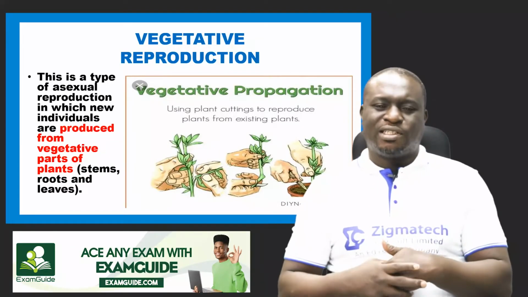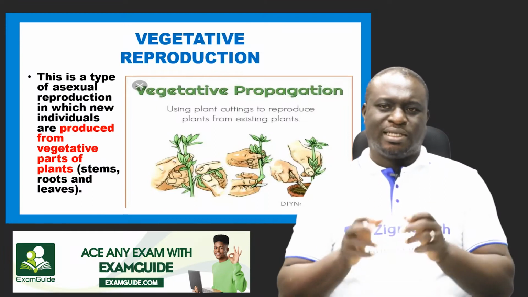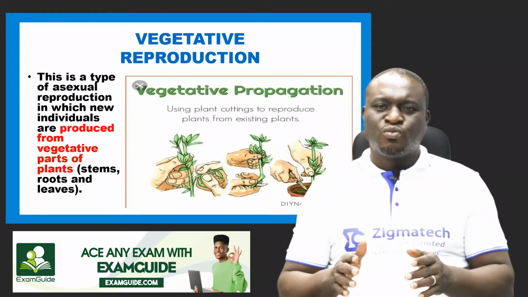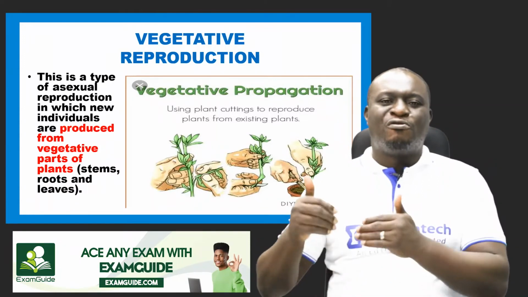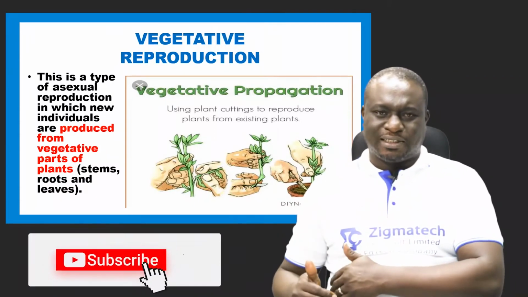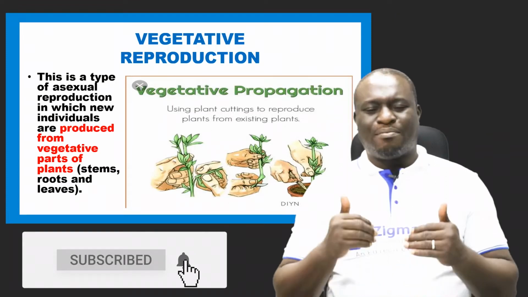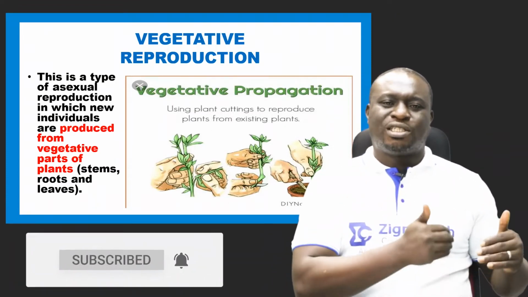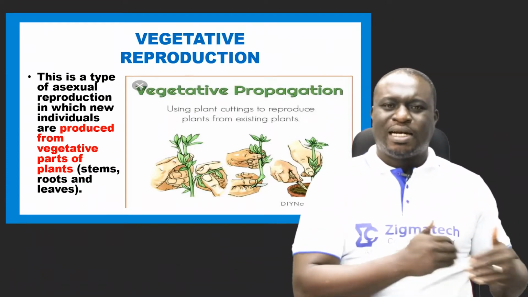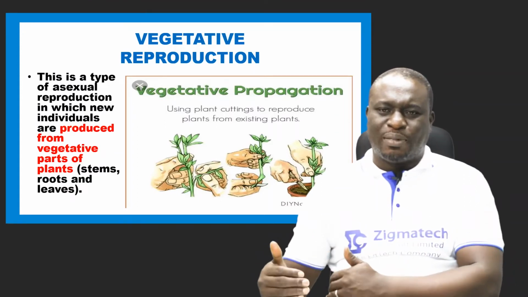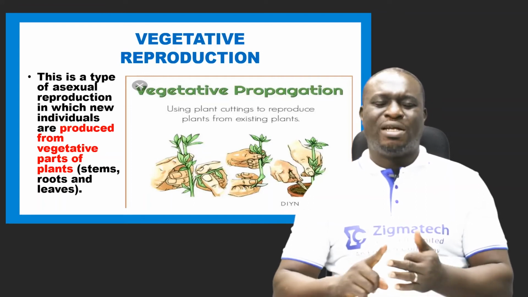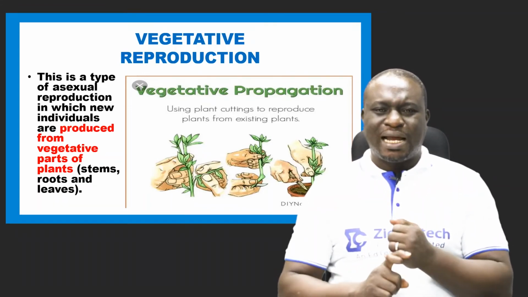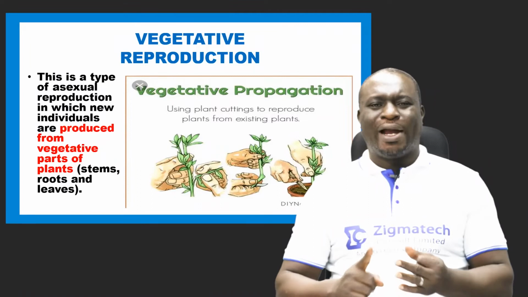So, what is vegetative reproduction? It is a type of asexual reproduction in which new individuals are produced from vegetative parts of the plant. Now, what are the vegetative parts of the plant? We have the stem, we have the roots, we have the leaves.